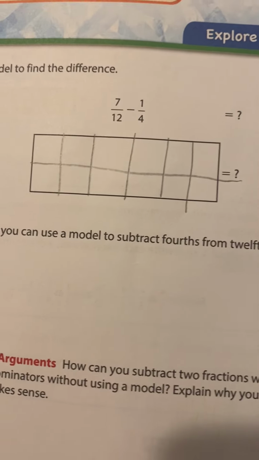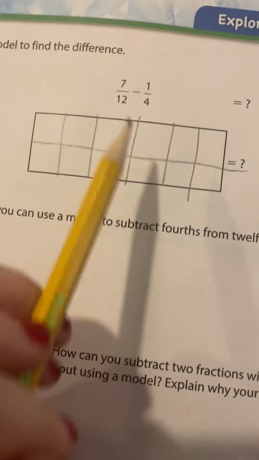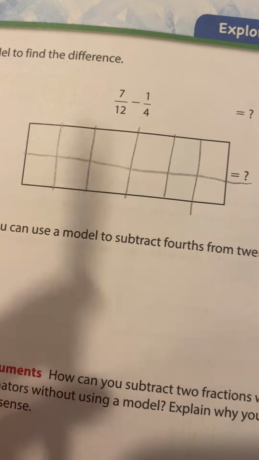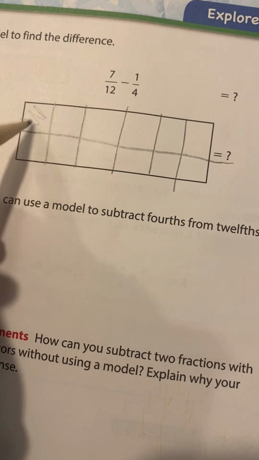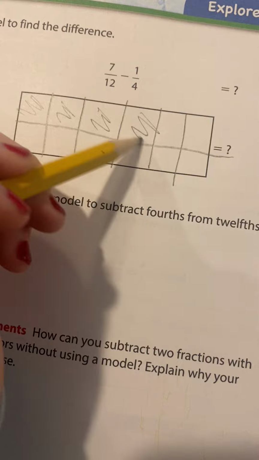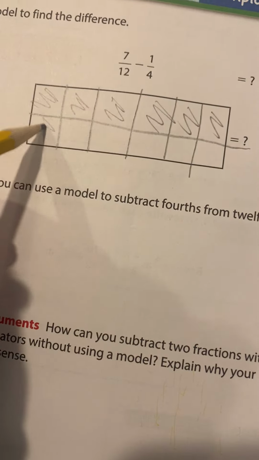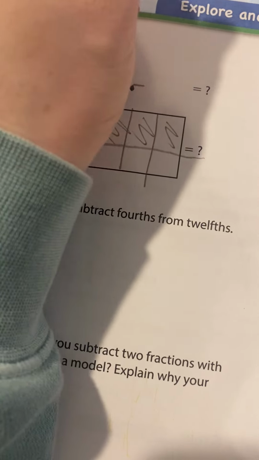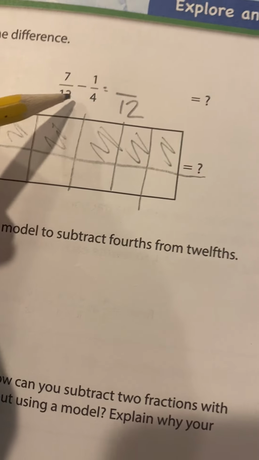I don't think you're ever going to need to do this because you can just do our normal strategy. So if I have 7 12s, and I'm having 1, 2, 3, 4, 5, 6, 7. That's 7 12s. And I'm taking away 1/4. So I would have to figure out 1/4 is how many 12s.